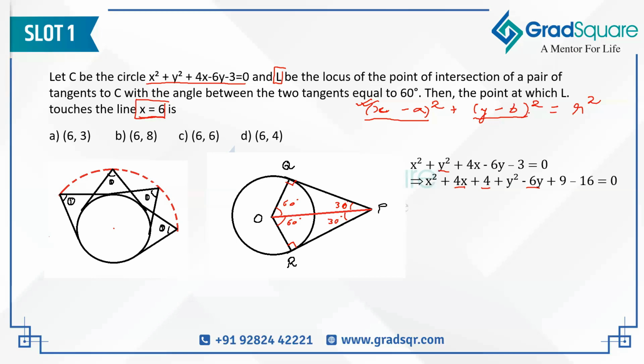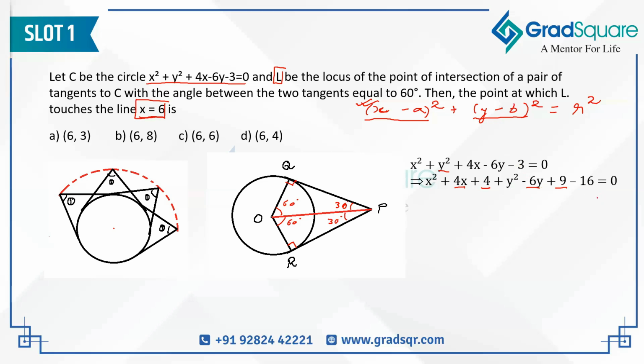So 6y is nothing but 2 into minus 3 into y. So the b square term will be minus 3 the whole square, which is 9. So I'm adding a plus 4, I'm adding a plus 9. But to keep the equation the same, I have to also do minus 4 minus 9. So if I do plus 4 plus 9, then minus 4 minus 9 will be minus 13.